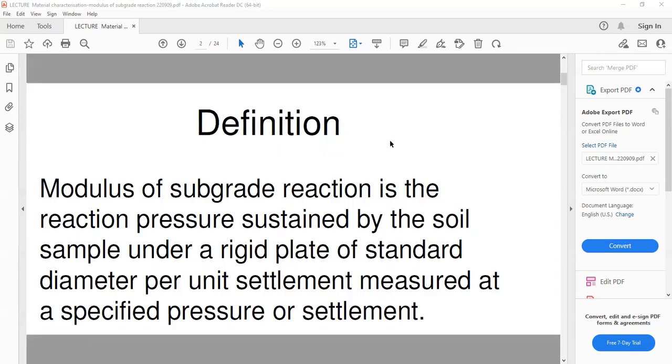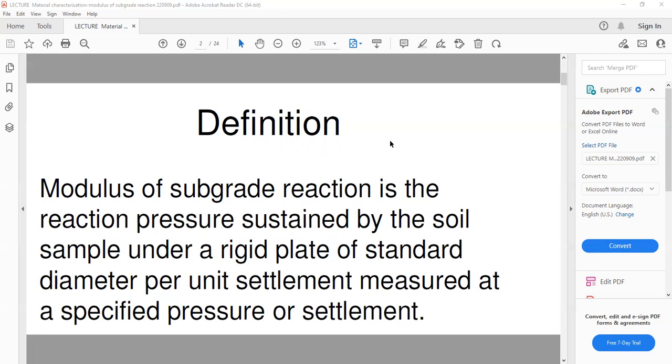Just go with the conventional definition. If you want to know the modulus of subgrade reaction, it can be defined as the reaction pressure sustained by the soil sample under a rigid plate of standard diameter per unit settlement, measured at a specified pressure or settlement. Let's see how this simulates the actual field condition.